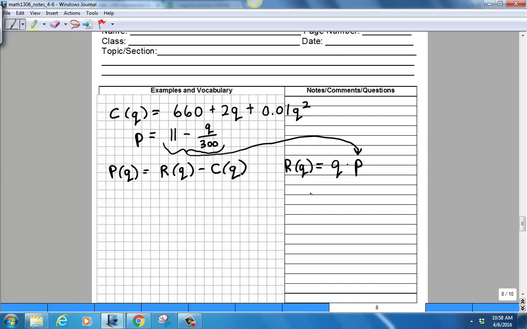And so when we do that, let's see, what do we get? We get Q times 11 minus Q divided by 300. Okay. And let me write that Q squared over 300.